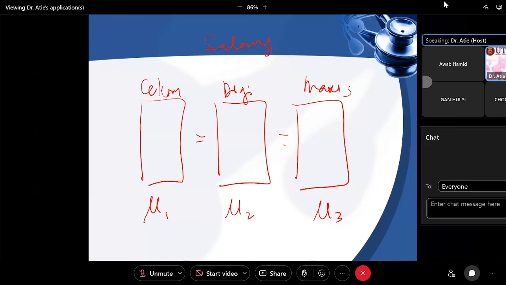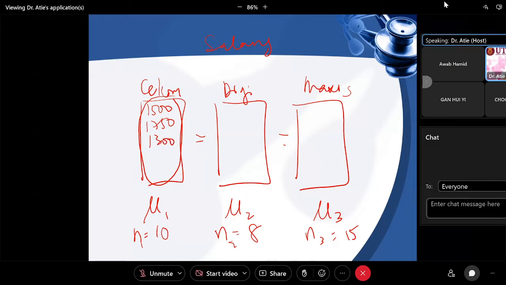So the first one is people in Celcom. Let's say I'm going to select 10 people here, 8 people here, and then, let's say, 15 here. For the 10 people in Celcom, I need to make sure they have almost equal salary. So let's say they receive 1,500 and then 1,550 and then 1,300. And suddenly what happened if I include one person whose salary is actually 10,000.